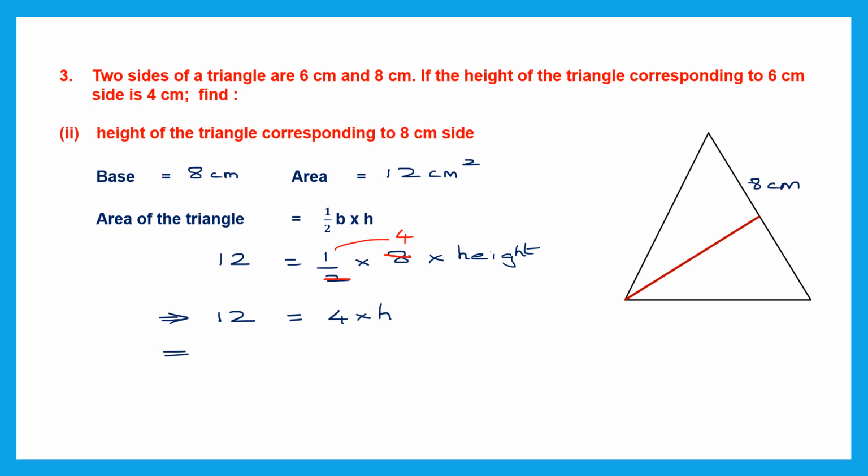Now to find the height, we say height is equal to 12 divided by 4 because we have transposed the 4 from here to the other side, which is multiplication here. So it became division. Now 4 3s are 12. That means the height here is 3 centimeters. So this is our answer. The height is 3 centimeters.